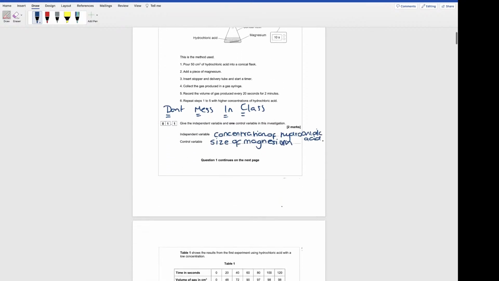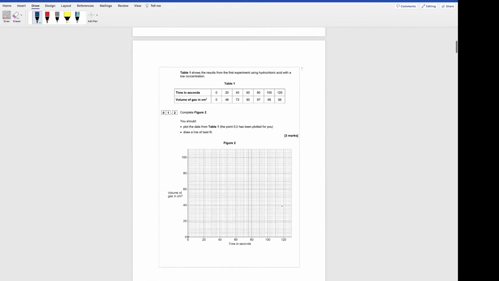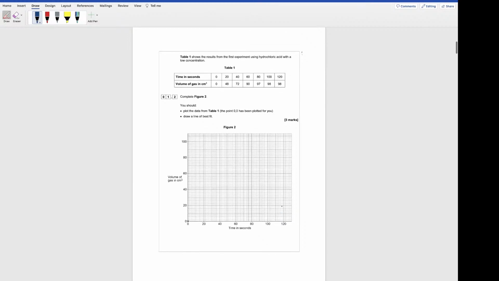Let's have a look at this second one. Right, on this one we've got to do a graph. So it says table 1 shows the results from the experiment using hydrochloric acid with a low concentration. You should plot the data in table 1, note that the point 0,0 has been plotted for you, and draw a line of best fit. Now in graphs, you have to plot them accurately. You can't just put them in a rough area where you think that that's where the value should go.